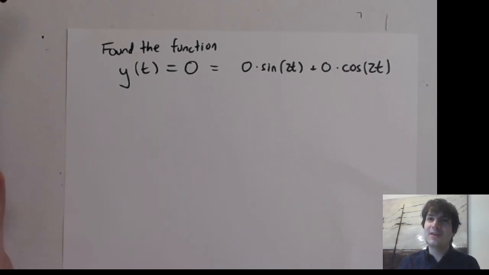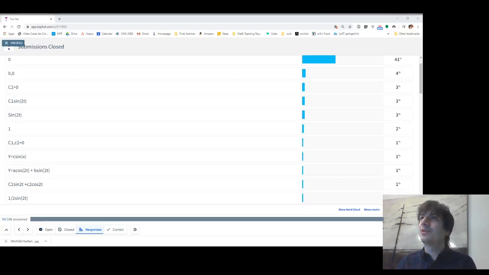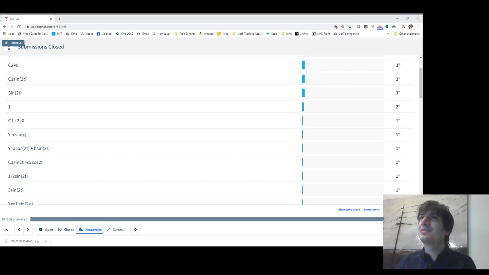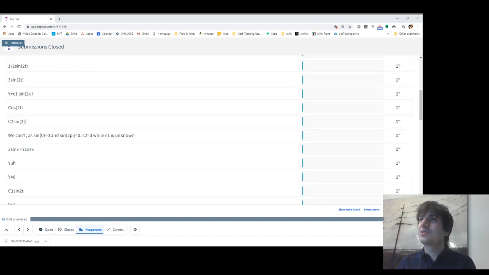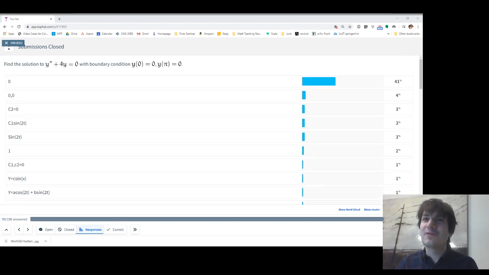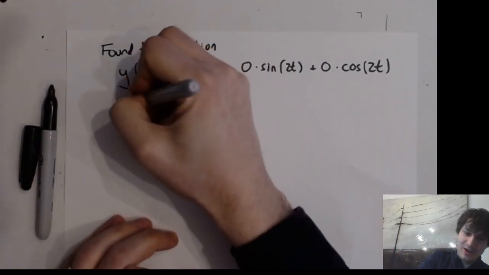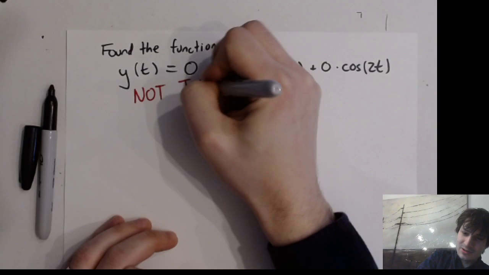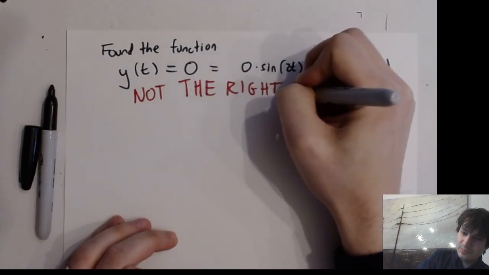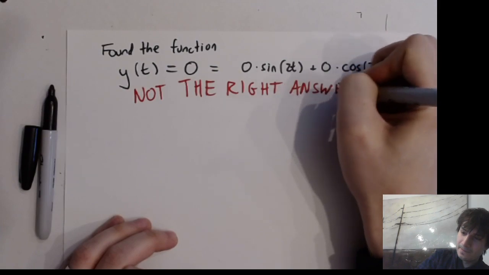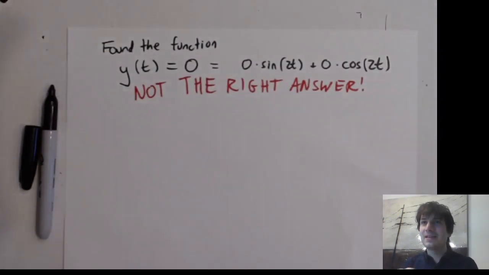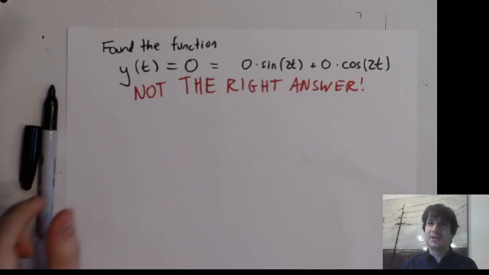So some people, I think, figured out the right thing looking at the answers here. Let me put that up. Something about this answer is interesting: c1 times the sine of 2t. There's a few like that. And I want to tell you this is one of those patented trick questions. So this y of t equals 0 is not the right answer. Not the right answer. There's something missing here that I think tricked most of you.